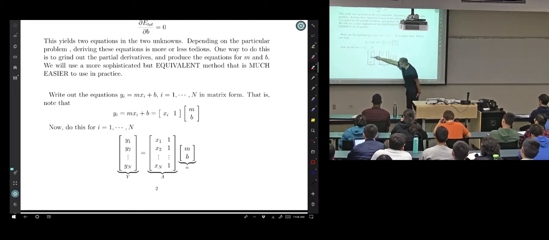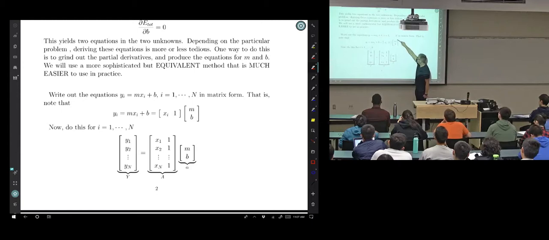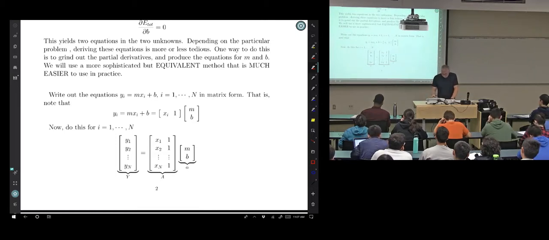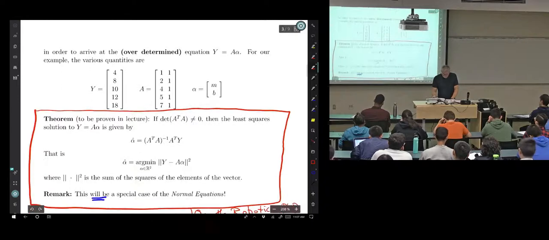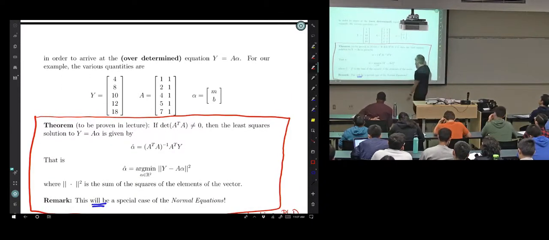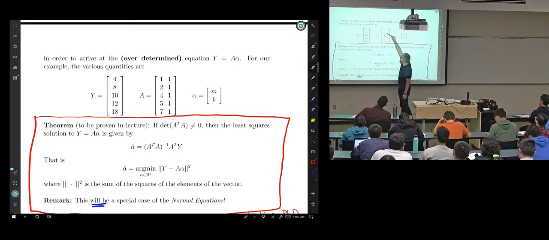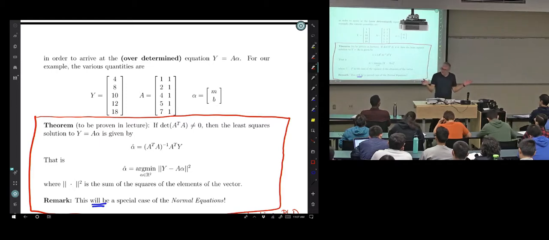I'm going to call all of my measurements stacked up capital Y. The matrix I get that's multiplying the unknowns is A, and I'm going to call the unknown vector alpha. I think in the MATLAB code I called it theta. Okay. So this equation is overdetermined. I have 2 unknowns, but I have 1, 2, 3, 4, 5 data points. So there is no solution to this equation. I'm trying to find a solution that minimizes the approximation error in the sense of E total.